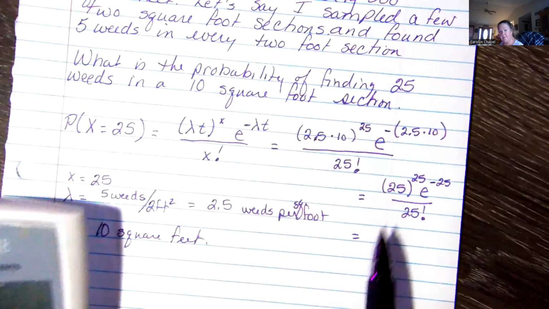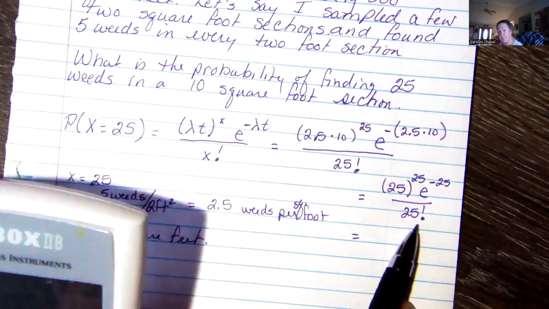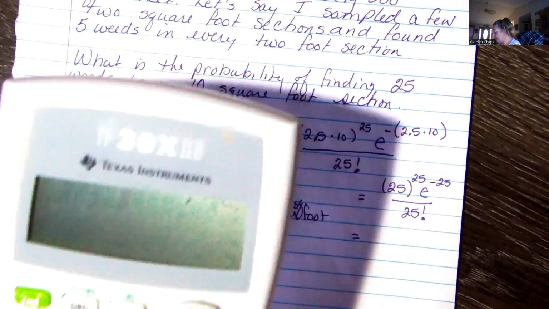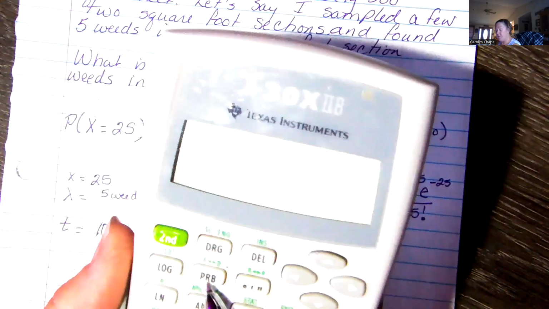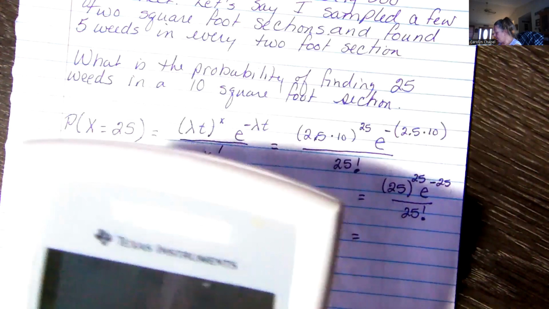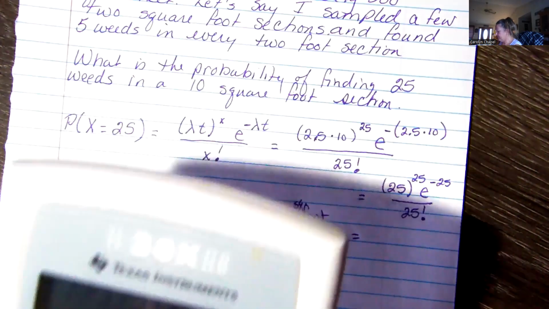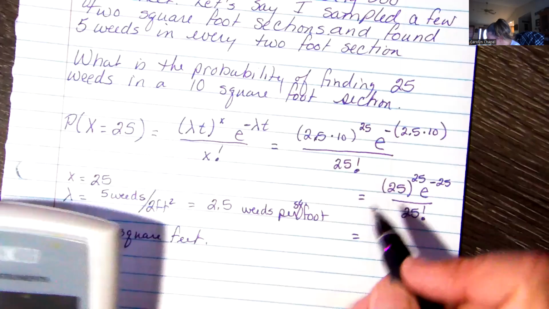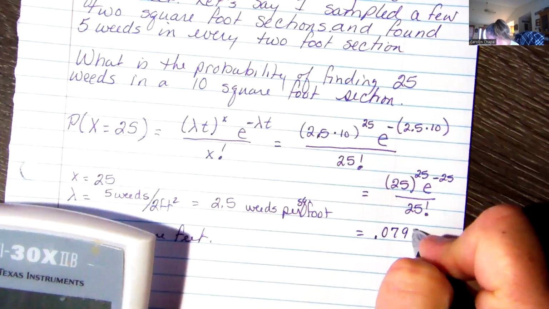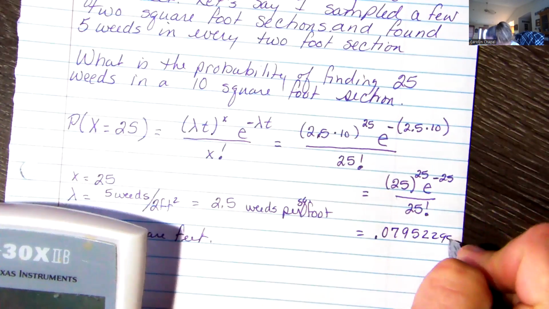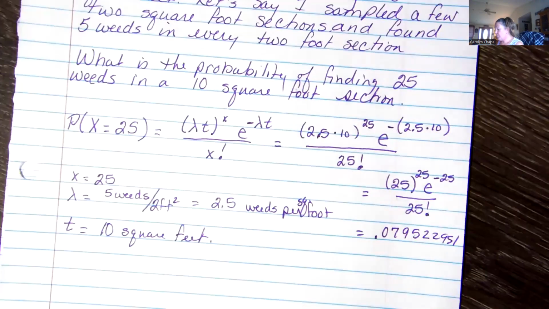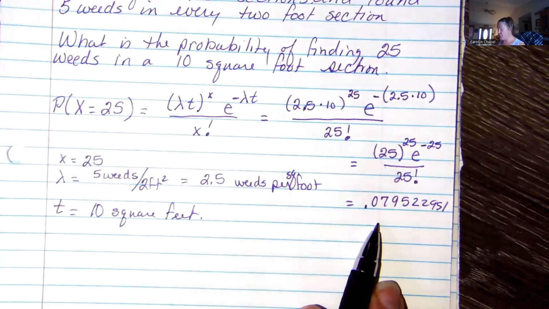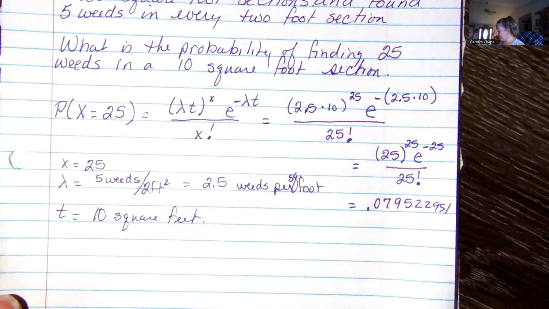So now I've multiplied these two together, and I need to divide that by 25 factorial. So again, divided by 25, and the factorial button is in our PRB menu. I'm going to arrow over to that, get that. You'll see it's dividing by 25 factorial, and I come up with 0.079522951. We will double check that with some technology as well. So practice, and make sure you can get that with your calculators also.